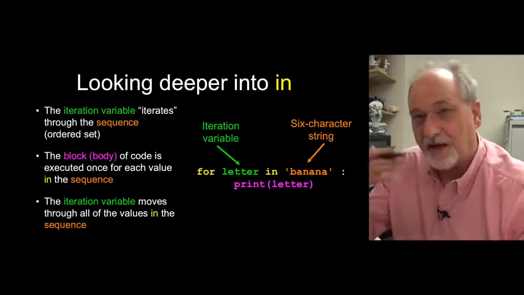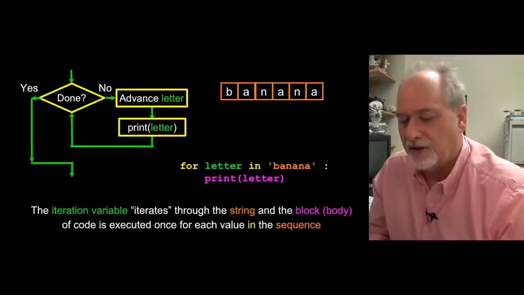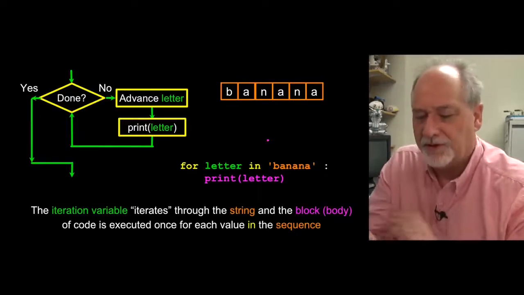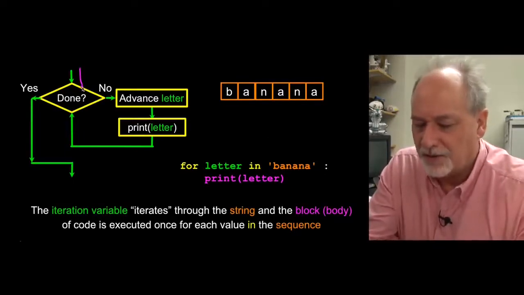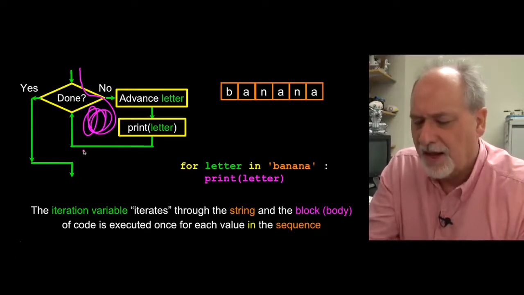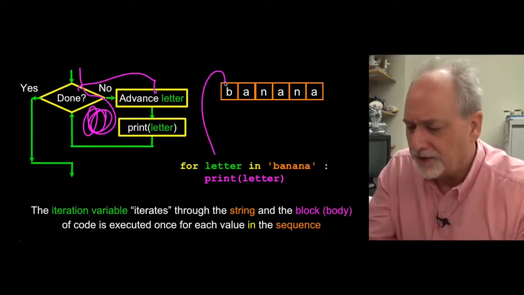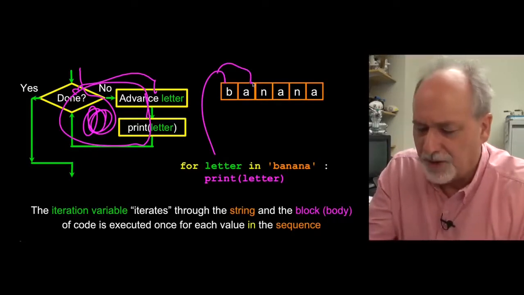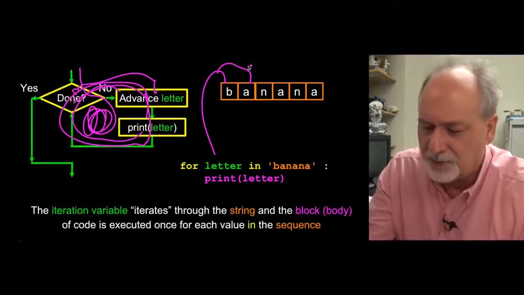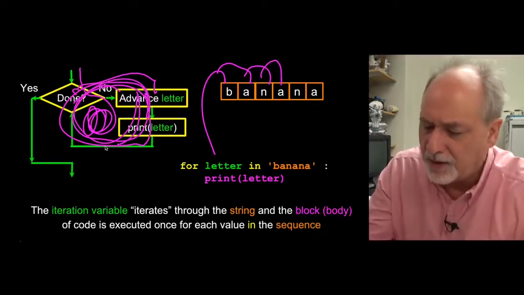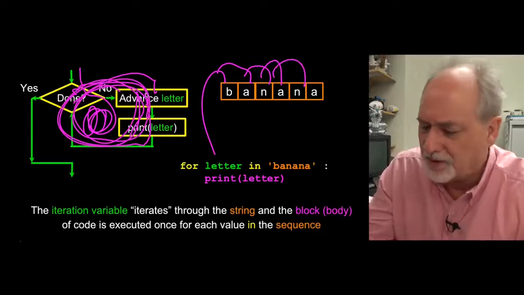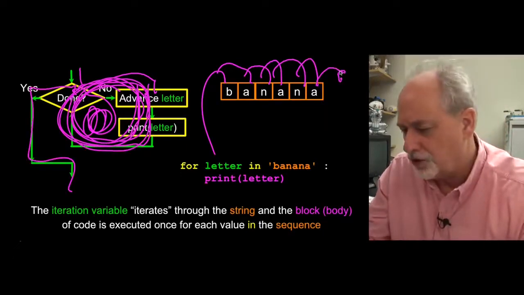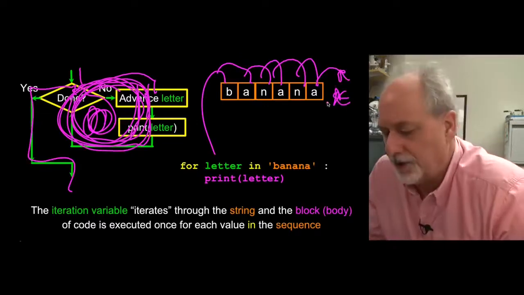And so it's taking care, for is taking care of a lot for us, right? And so this is sort of this really smart for loop. The for loop is both deciding how many times to run the loop, in this case 6, and it's advancing the letter. So advance, print, decide whether you're done, advance, print, decide whether you're done, and so on. I am now done because we're done with that particular string.